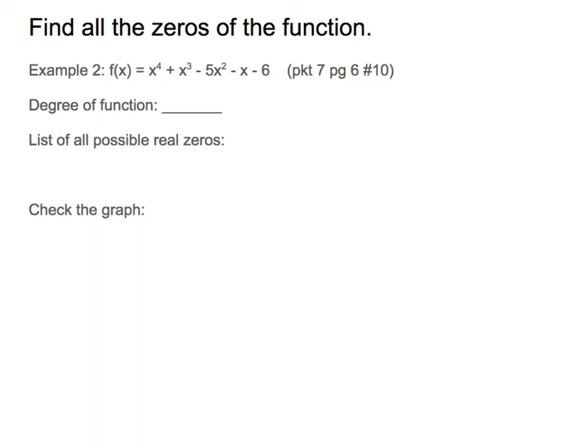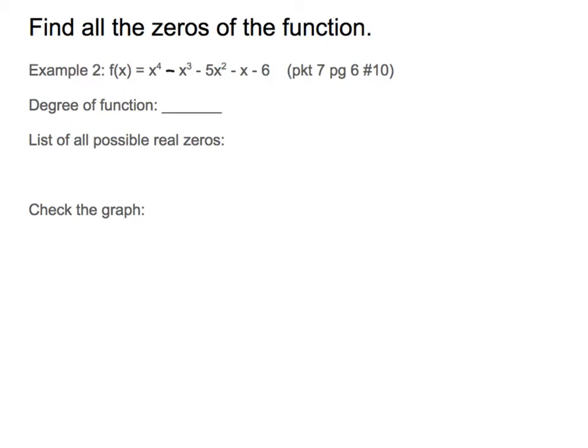So this one here, looking at this equation, by the way, I think I made a little error. This problem is the problem that is on page 6 of the packet, number 10, and I believe that this should be a minus sign. Let me just double check all the signs. Yep, that should definitely be a minus sign.